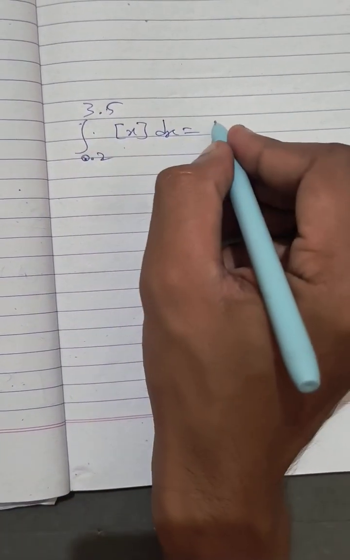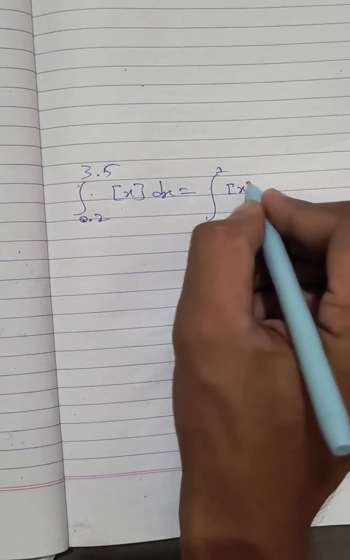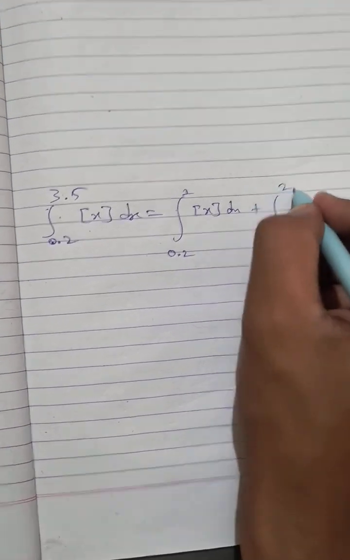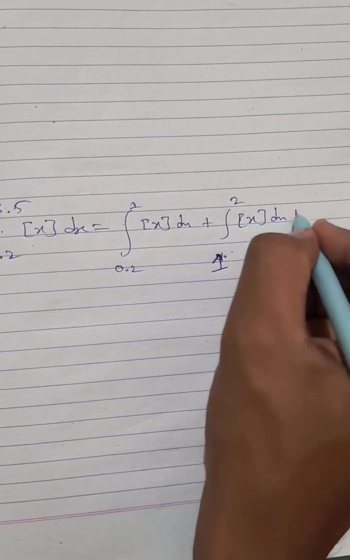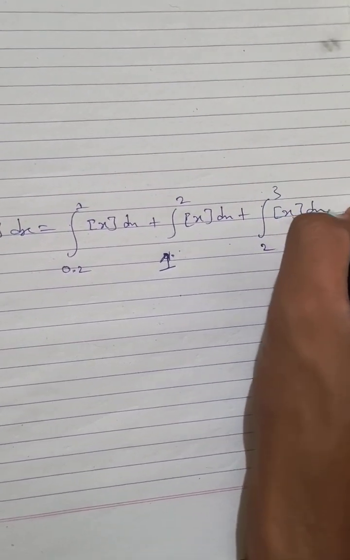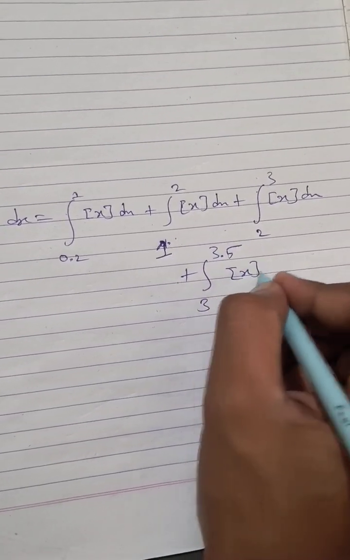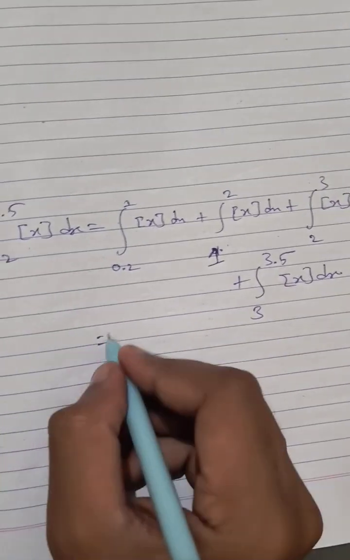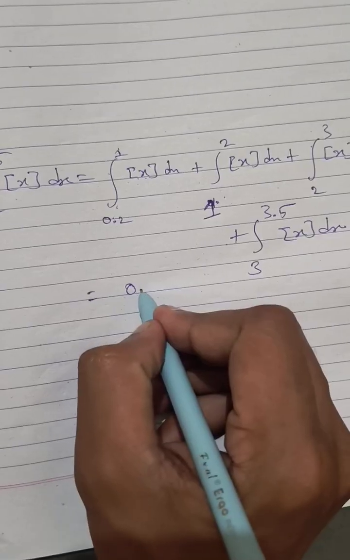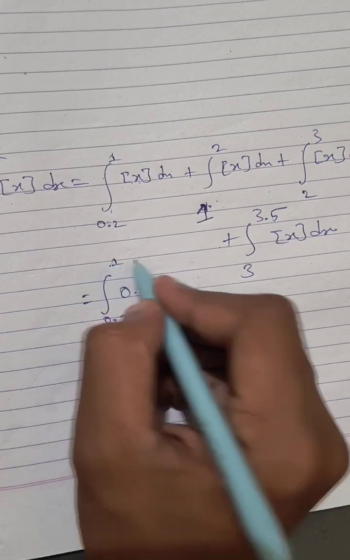So let us divide this interval. The first interval is 0.2 to 1, greatest integer x dx. Next 1 to 2, greatest integer x dx. Then 2 to 3, greatest integer x dx, plus 3 to the upper limit 3.5, greatest integer x dx. Here the value of the greatest integer x within the first interval is 0. Is it clear, students? So the integral of 0 dx from 0.2 to 1.